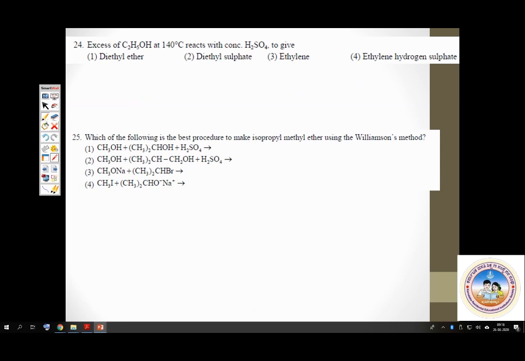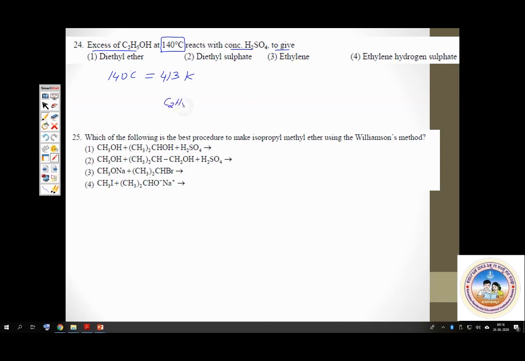140 degrees Celsius corresponds to 413 Kelvin. And at 413 Kelvin, what happens? You have a substitution reaction taking place. So excess of ethanol, C2H5OH, in presence of concentrated H2SO4, at 413 Kelvin gives you diethyl ether, C2H5OC2H5.